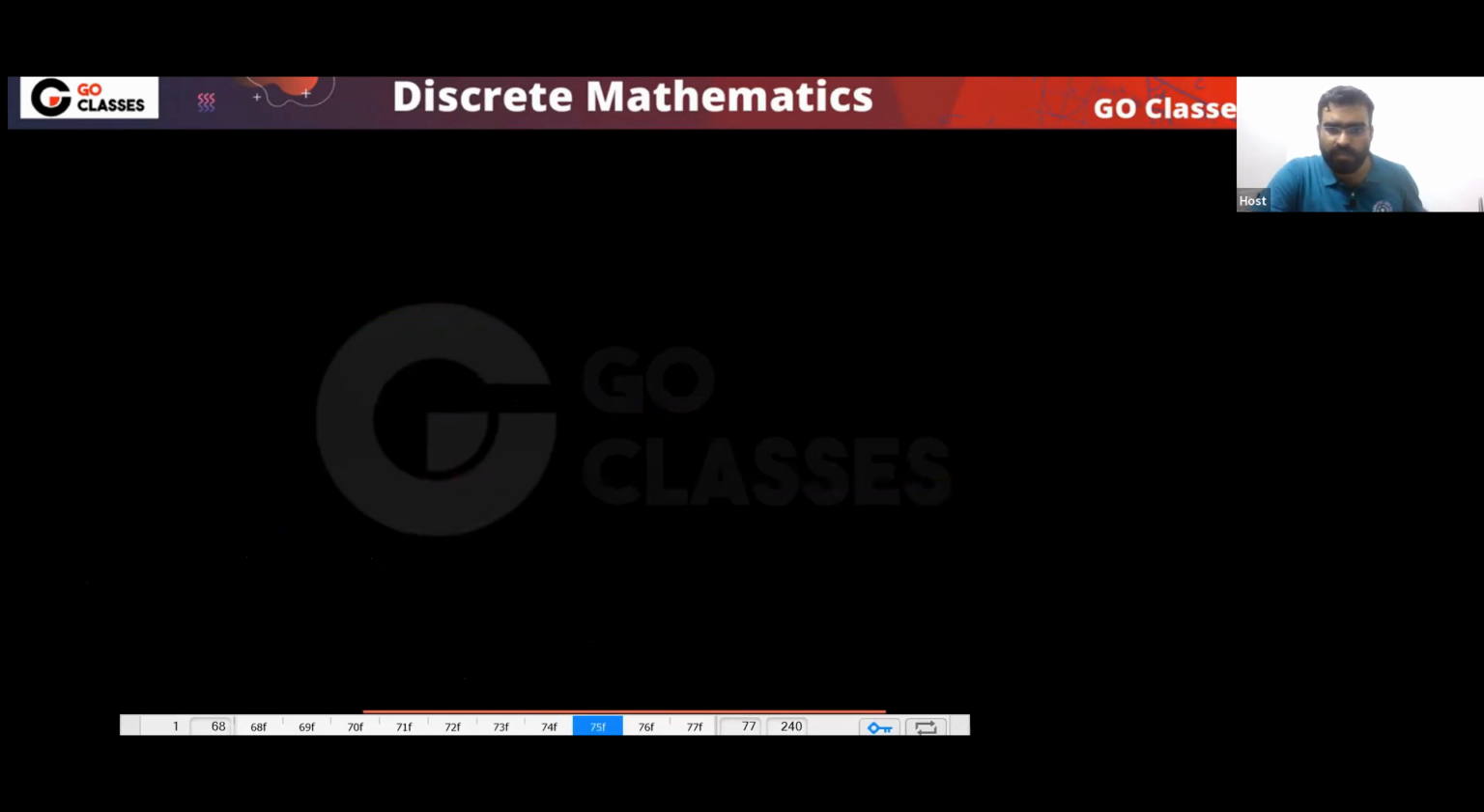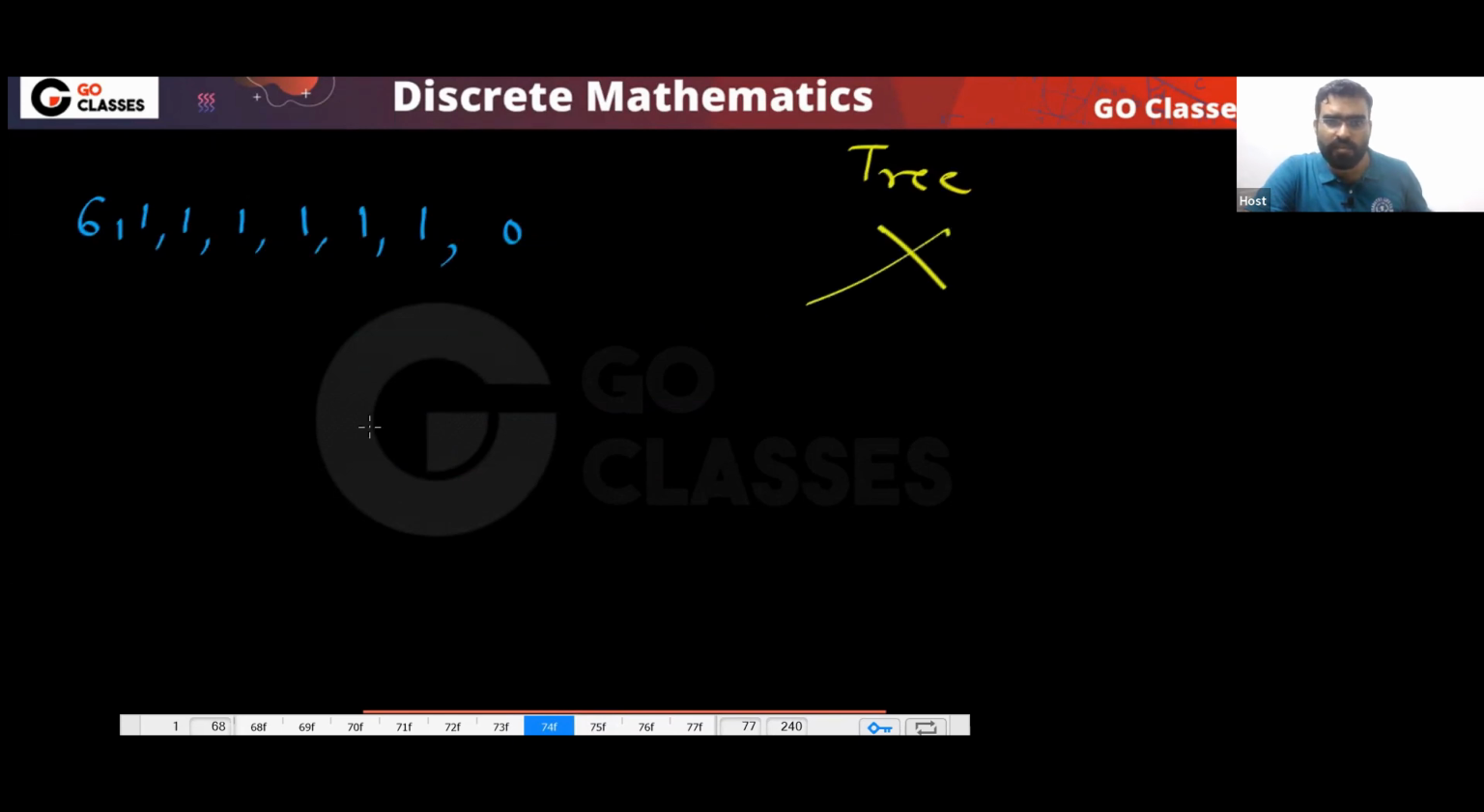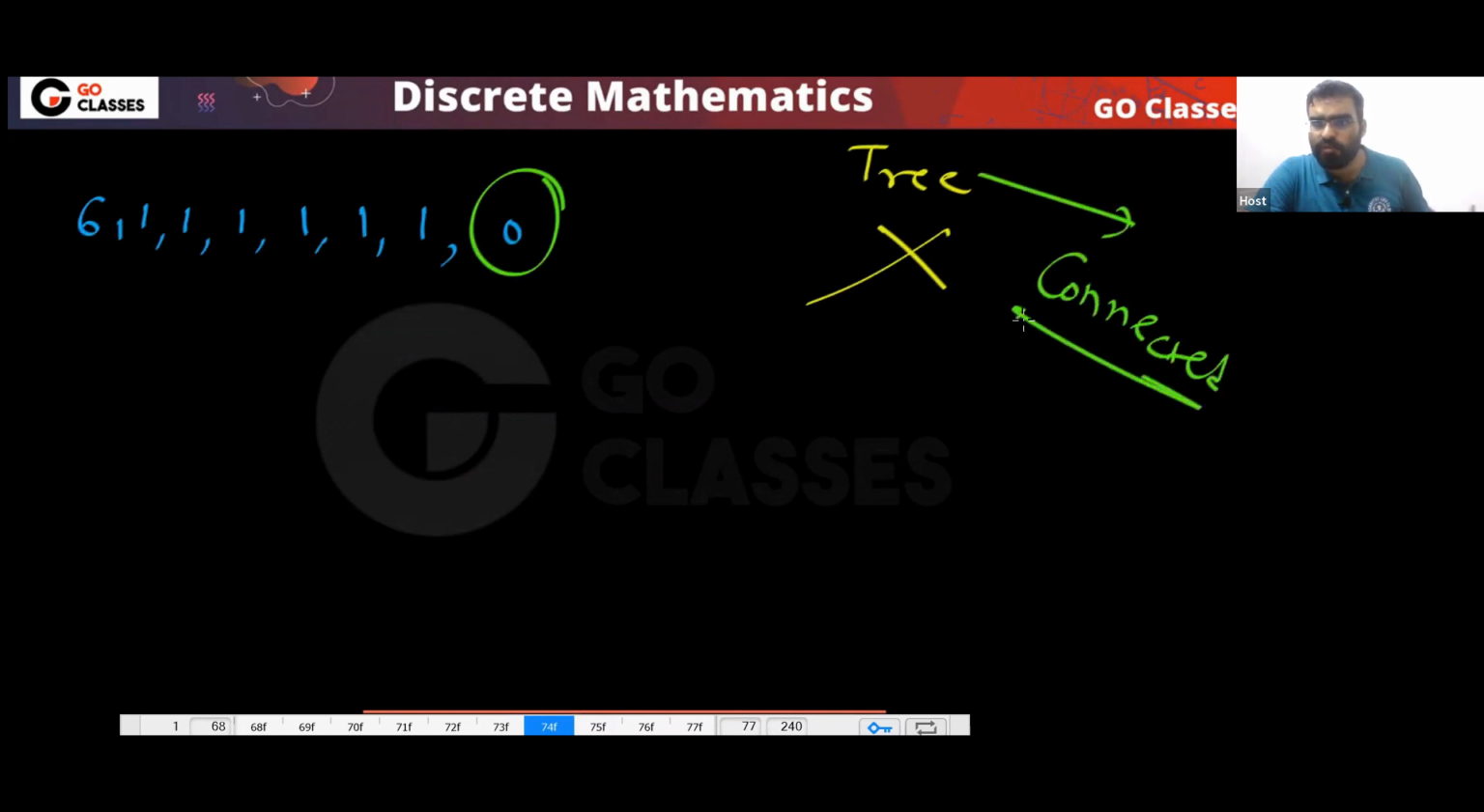Let's see this one: 6, 1, 1, 1, 1, 1, 1, 0. What about this? Does a tree exist or not? For this, a tree does not exist, because remember, a tree is always connected. So the minimum degree should be greater than or equal to 1.